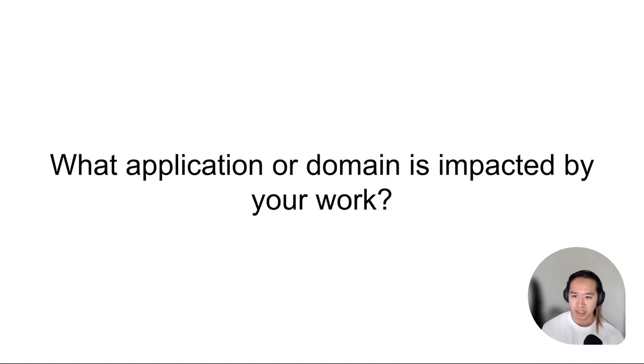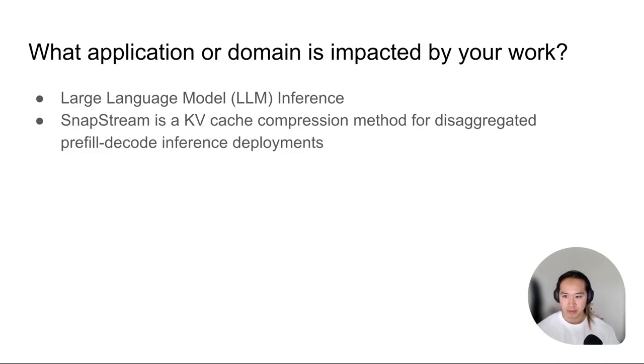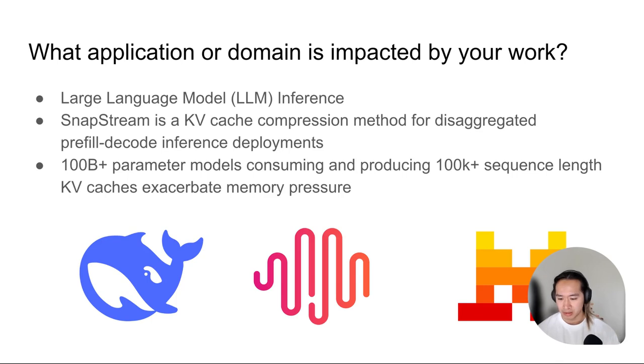So the application or domain that's impacted the most by our work is large language model inference, and in particular, the memory requirements of LLM inference on hardware accelerators. At a high level, SnapStream is a KV cache compression method targeting disaggregated prefill decode inference deployments of large language models. The background being that large language models reaching 100 billion plus parameters and consuming and producing 100K plus sequence length have severely increased the memory requirements of inference, and in particular KV caches.